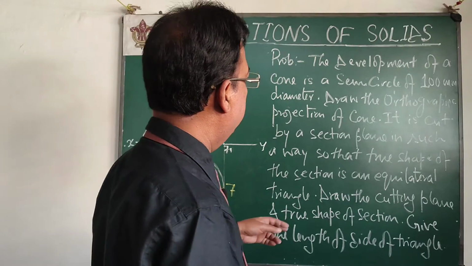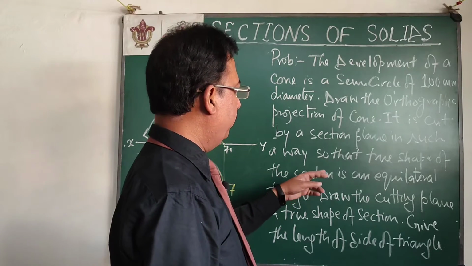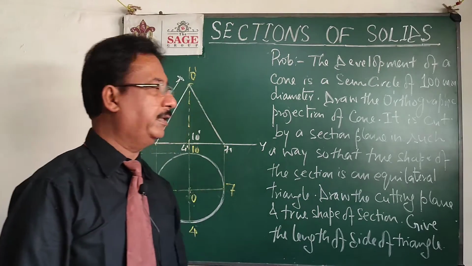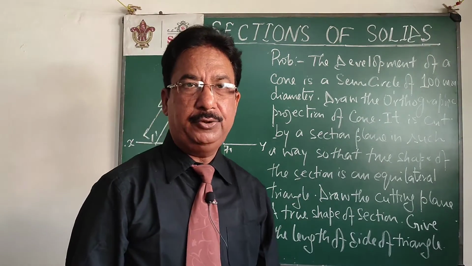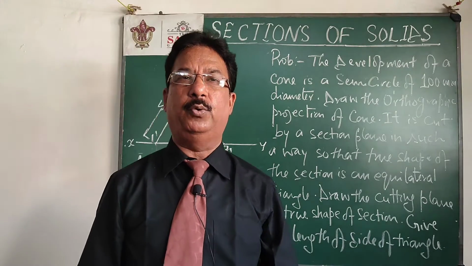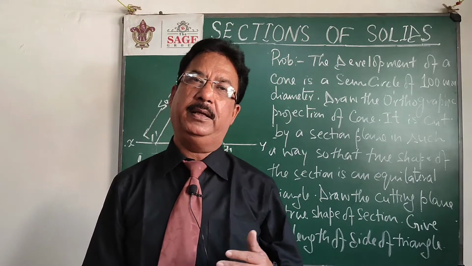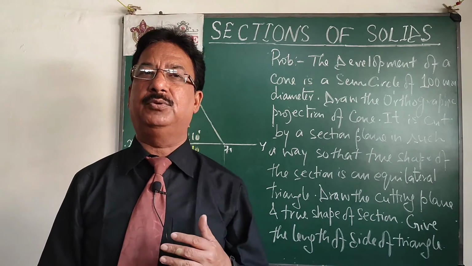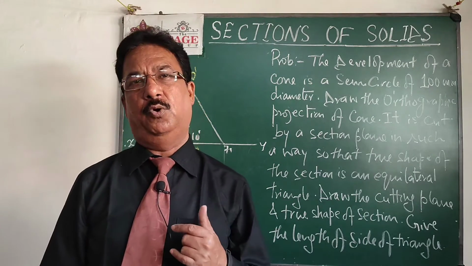Now they are saying this solid will be cut by a section plane in such a way that the true shape of the section will be an equilateral triangle. As we learned in the conic section, if you want to get a triangle by cutting a cone, then that section plane must pass through the apex of the cone.